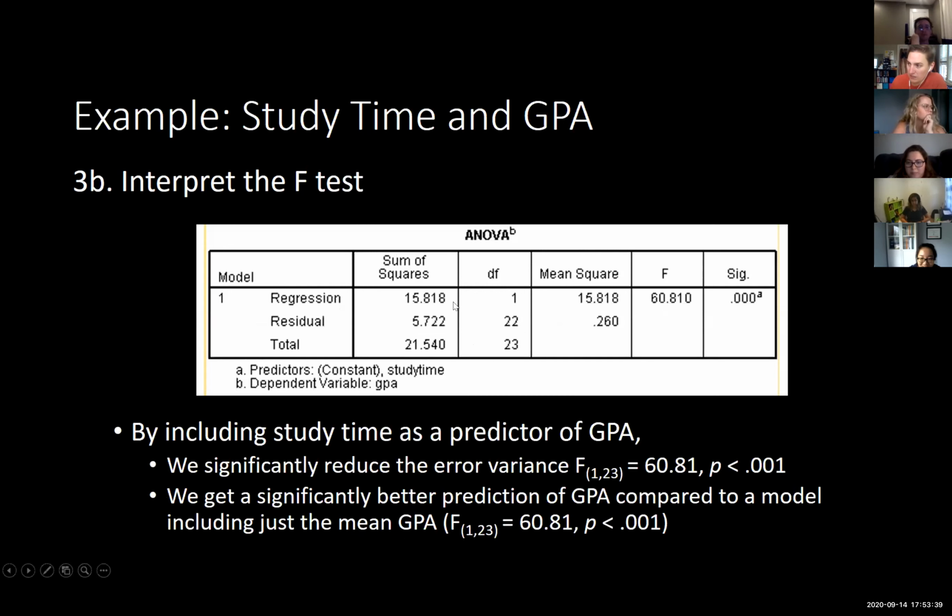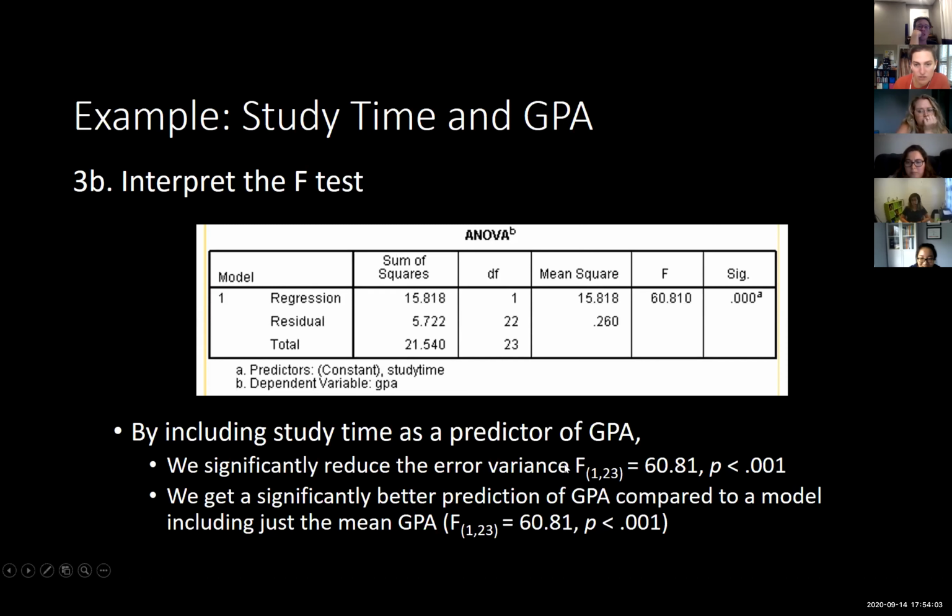So this is telling me my sums of squared errors of the regression is 15.8 with 1 degree of freedom, because again, that's the difference between our restricted model and our full model. The F-test is 60, and that is less than 0.05. And so here, what I can say is that we have significantly decreased the error variance.